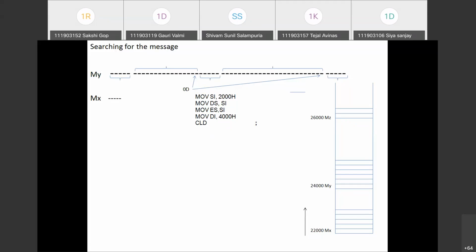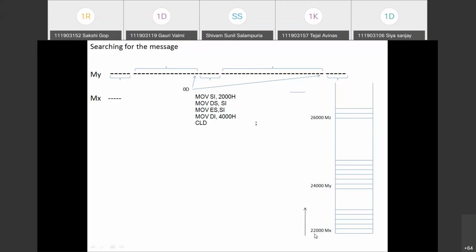Assuming yes, that source MX, MY as a destination. Is this initialization okay? Anybody, please? Yes, sir. Anybody else? Yes, sir. Still anybody else? Yes, sir. Pallavi, Pallavi from this class? Yes, sir. Are you getting? Yes, sir, understood. Okay.